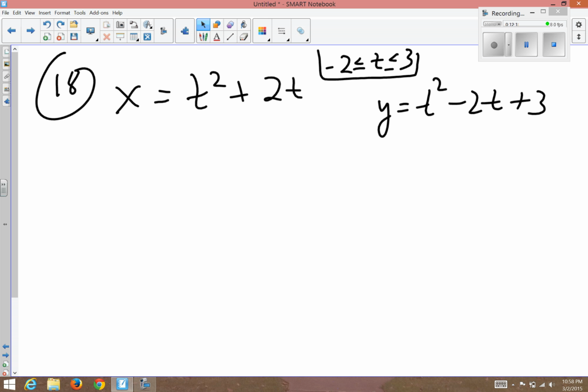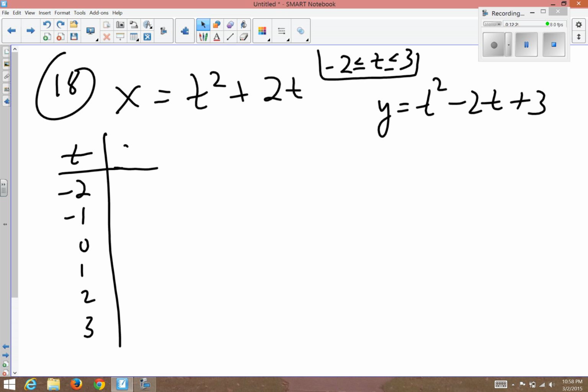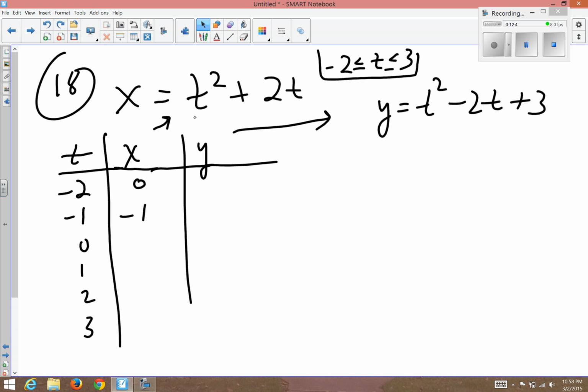First thing it says to do is sketch the curve using t values from -2 to 3. So you're going to start at -2 and go to 3. We're going to use these t's to figure out x using this. We're going to calculate y using -2 in here, for x in here. -2 is 0. Put -1 in here, -1. X is 1, x is 3, x is 8, and x is 15.